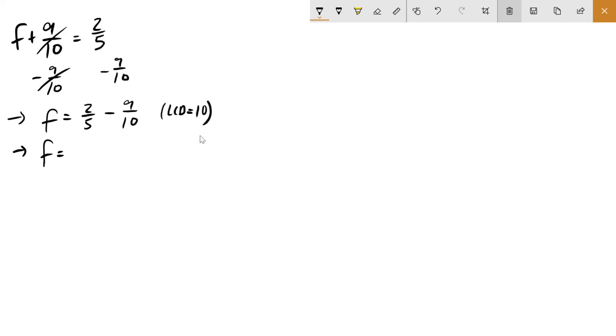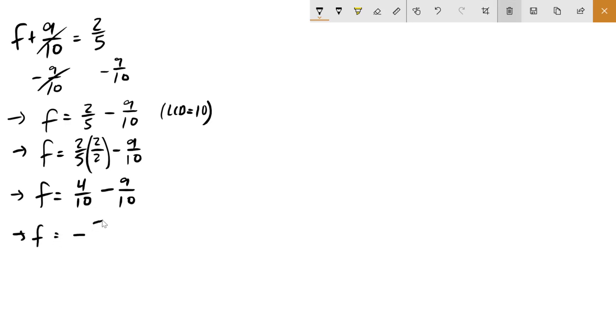Yeah, in this case, sometimes one of them already has the LCD. You could go up higher than 10, but you don't need to, because 5 can be brought up to 10. So I'm just going to bring 2/5 up to tenths by giving it a 2 over 2. So then what you have is f equals, this becomes 4/10 minus 9/10. And then 4 minus 9 is negative 5/10. And that's reducible because those are both divisible by 5.